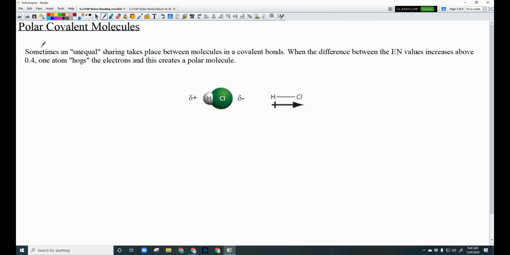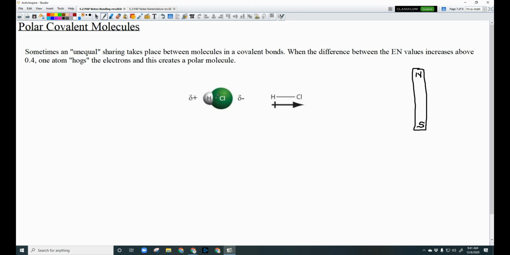All right, polar covalent molecules. When we think about this word polar, we think about poles. The best example is a magnet. A magnet has a north and a south pole. We use this same idea when we talk about some covalent molecules, not all. Sometimes there's an unequal sharing of the electrons because, take for example, HCl. The chlorine in this bond is much more electronegative, which means it wants the electrons around it more than hydrogen does. So chlorine is called an electron hog.